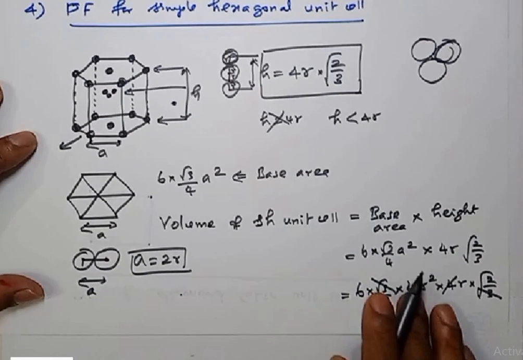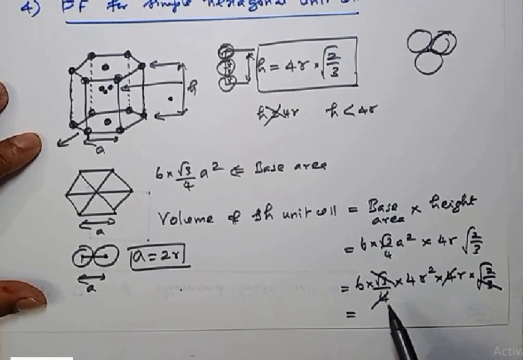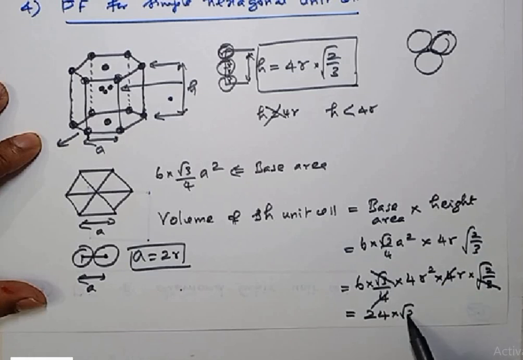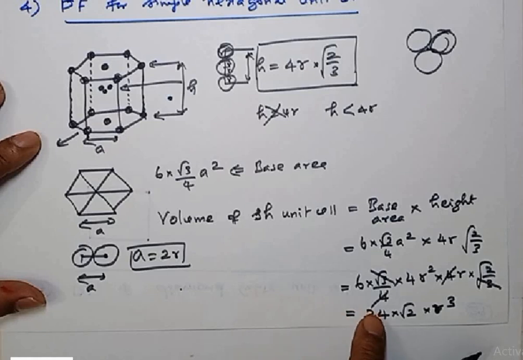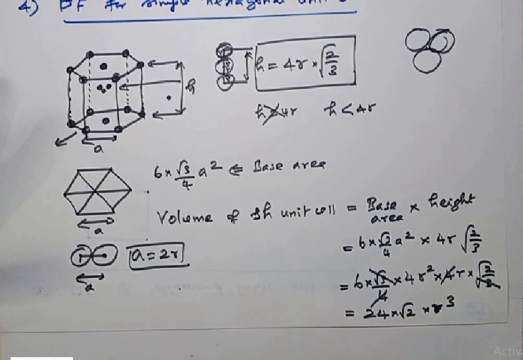So what we get here is 6 into 4, 24. R square into r is r cube, and here we have root 2. So 24 into root 2 into r cube. This is the volume of the simple hexagonal unit cell. Okay, take down.